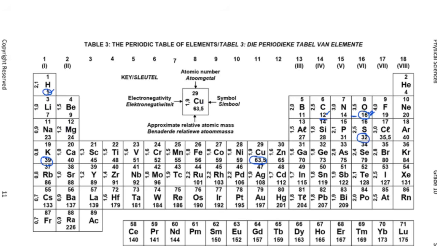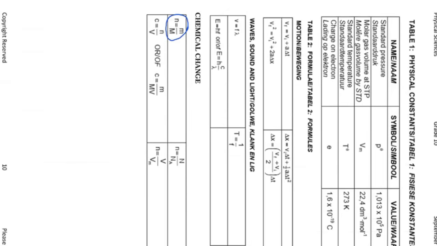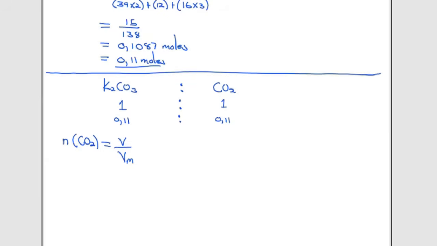So just to confirm with the data sheet there, where you find this formula, there it is. So n is equivalent to V all over Vm, right? This is the formula that you're actually going to manipulate. The number of moles for carbon dioxide there is 0.11. So I'm going to say 0.11 is equivalent to the volume that we're looking for.